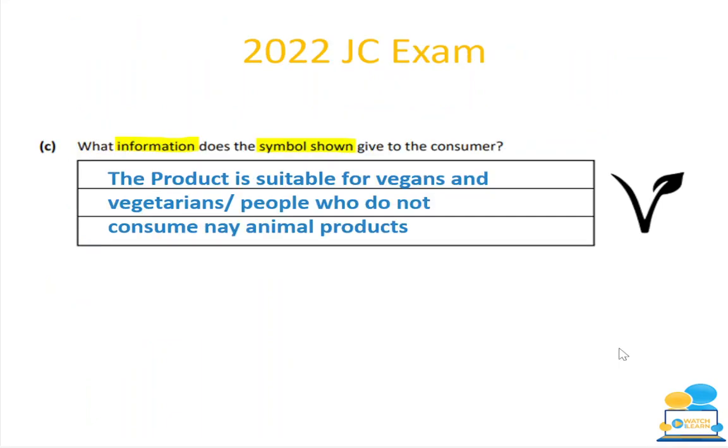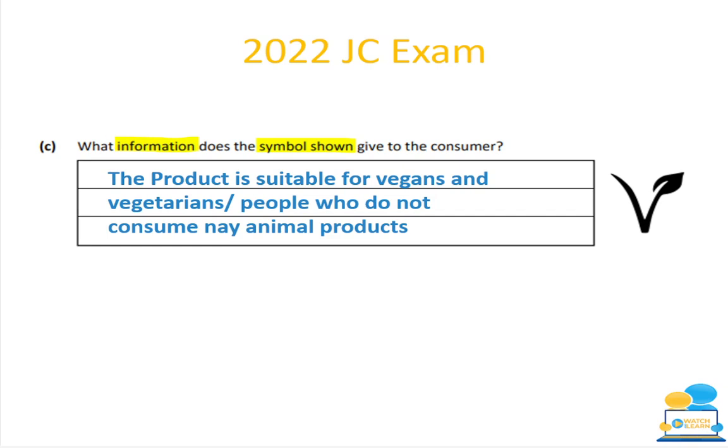Here is a question from the 2022 junior cycle exam, which I would have corrected as an examiner. This question was answered very well. It was worth a total of 6 marks. What I would always say to my students is to highlight the key information which can be found in the question. So what information does this symbol give to the consumer? I would highlight information, symbol, shown. On the right hand side we can see a V and we can see a little leaf.